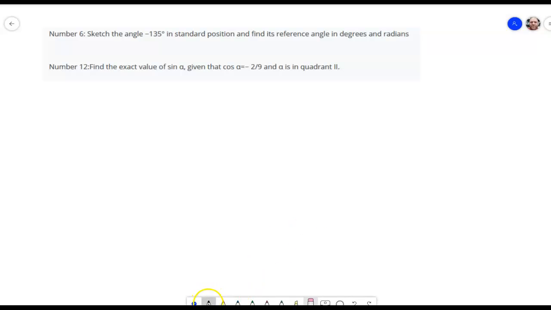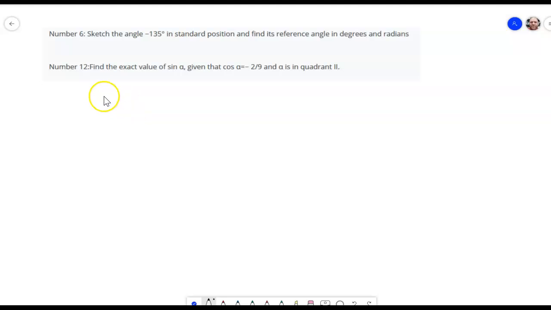Hey everybody, Mr. Beckstrom here, and I had a couple of questions in the forum, so I thought I would go over them. The first one was from section 5.2, and it said sketch the angle -135 degrees in standard position and find its reference angle in degrees and radians. So let's go ahead and do that one first.